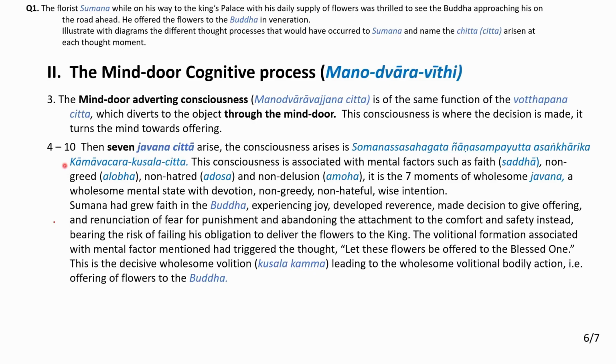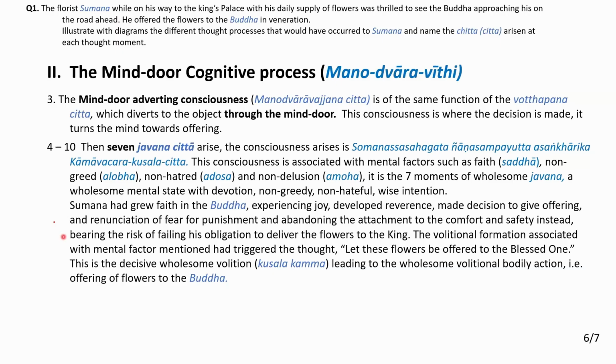The consciousness is associated with mental factors such as faith, saddha, non-greed, alobha, adosa, and amoha. It is the 7 moments of wholesome javana, a wholesome mental state with devotion, non-greed, non-hatred, wise attention. Sumana had profound faith in the Buddha, experiencing joy, developing reverence, making the decision to give offerings, and renouncing fear of punishment and abandoning attachment to comfort and safety, instead bearing the risk of failing the obligation to deliver the flower to the king.